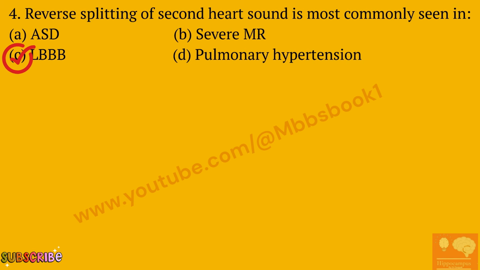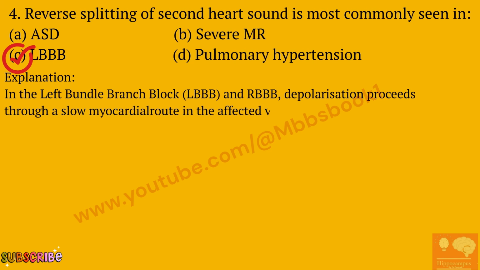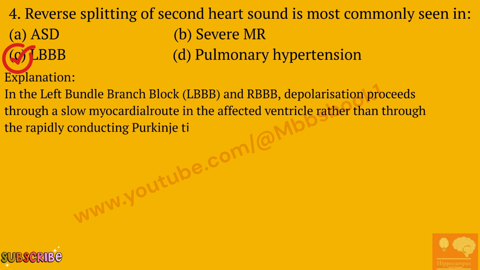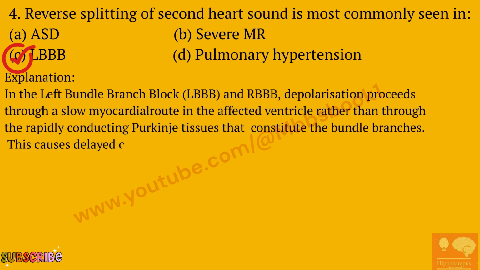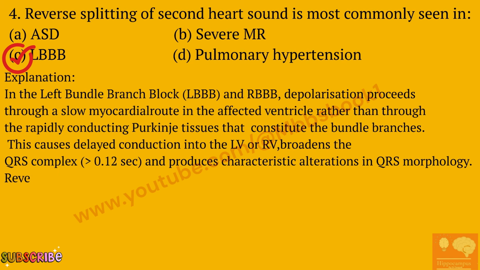Let's see the explanation. In left bundle branch block, LBBB, and RBBB, depolarization proceeds through a slow myocardial route in the affected ventricle rather than through the rapidly conducting Purkinje tissues that constitute the bundle branches. This causes delayed conduction into the LV or RV, broadens the QRS complex, more than or equal to 0.12 second, and produces characteristic alterations in QRS morphology.